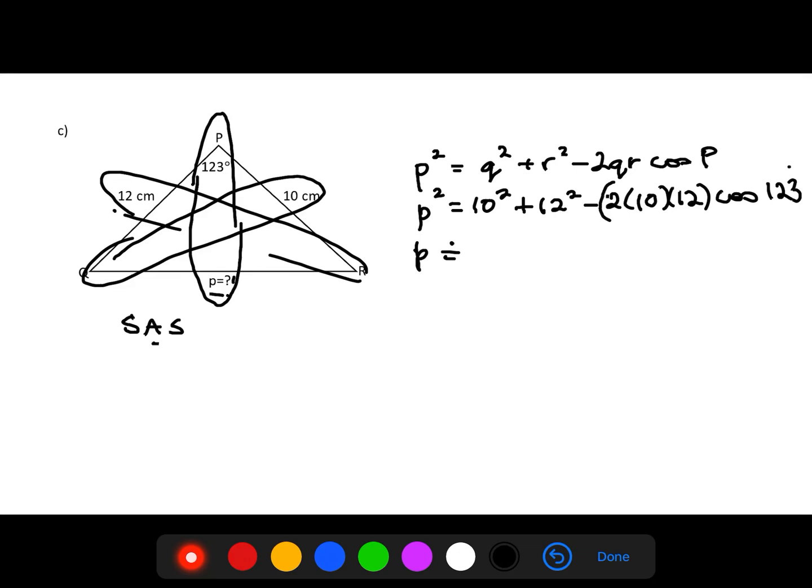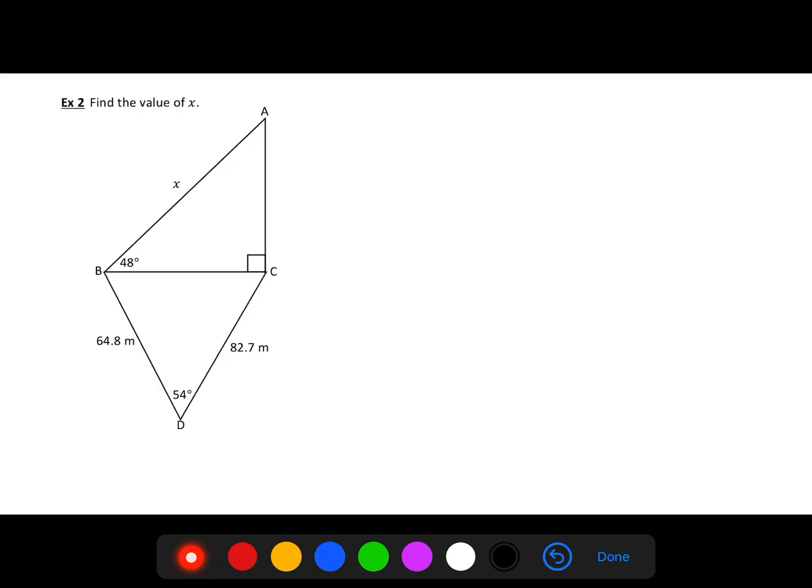This is the only thing we need to find, so we can round this to one decimal place. So we can put all of this in, 10 squared plus 12 squared minus. Just remember that we want to put brackets around this entire chunk so we have an answer to that. Multiplication has to be done before subtraction. So 10 squared plus 12 squared minus bracket 2 times 10 times 12 times cos 123 equals. And remember, we still have to square root that. So square rooting the answer, we get 19.4 centimeters.